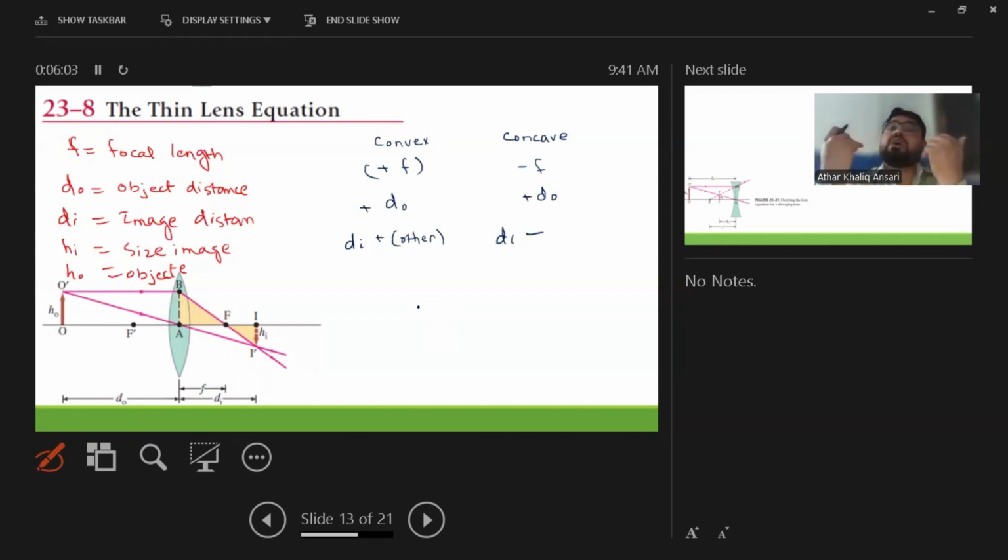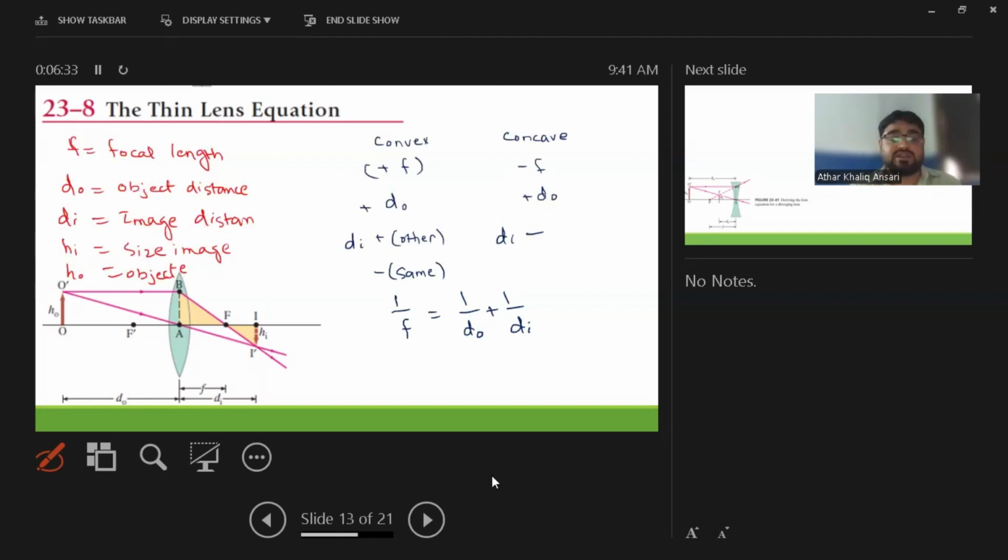For concave, it is always negative. For convex, it will be positive always. Only in one condition I showed you, when it is used as a magnifying glass, we will use it as negative, and it will be on the same side. Now, what is the lens equation? The lens equation for both lenses is 1 over f equals 1 over do plus 1 over di. We will follow the sign conventions, use this equation, and whatever is unknown we can find.